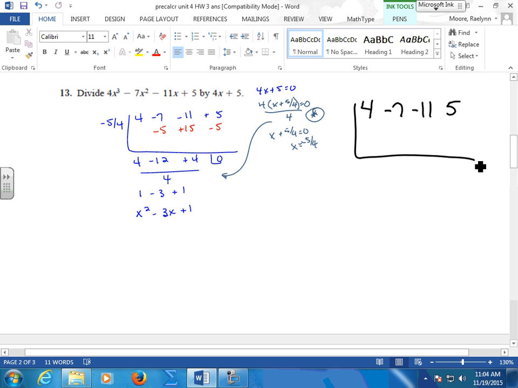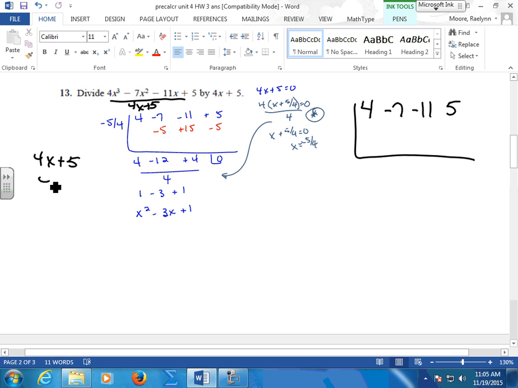Now here's the problem. You're dividing by 4x plus 5. We always use the last two terms and set that equal to 0. However, just like you did when you were completing the square, the leading coefficient has to be 1. So we have to factor out a 4. Oh, we did this. We did one yesterday with the factor out, right? Yeah. We did. Okay, then I don't feel as bad now.